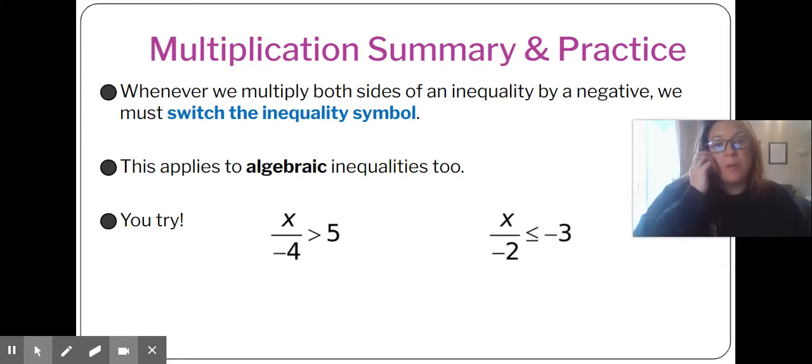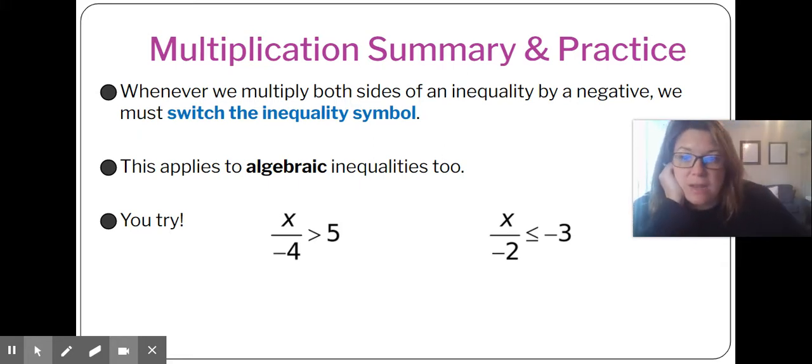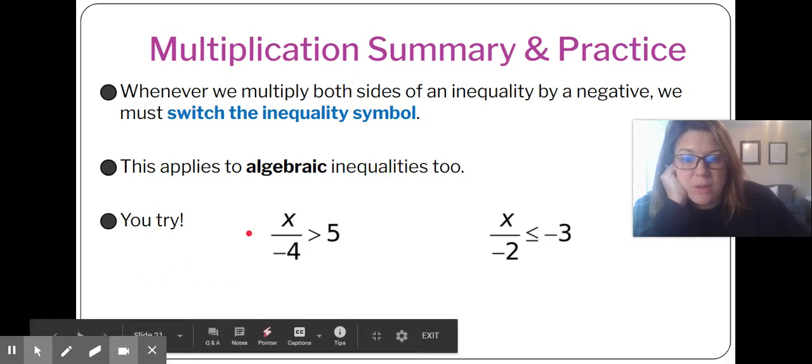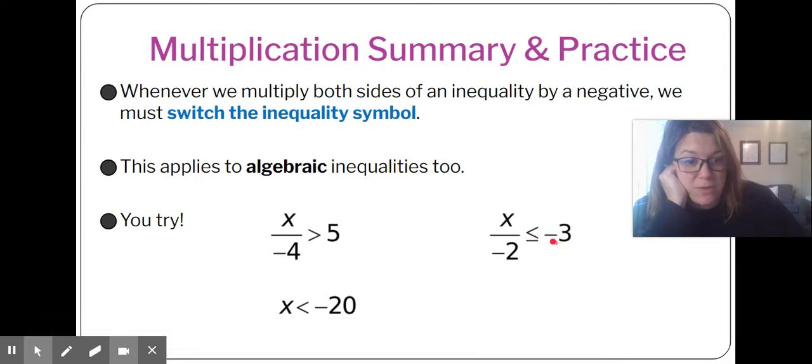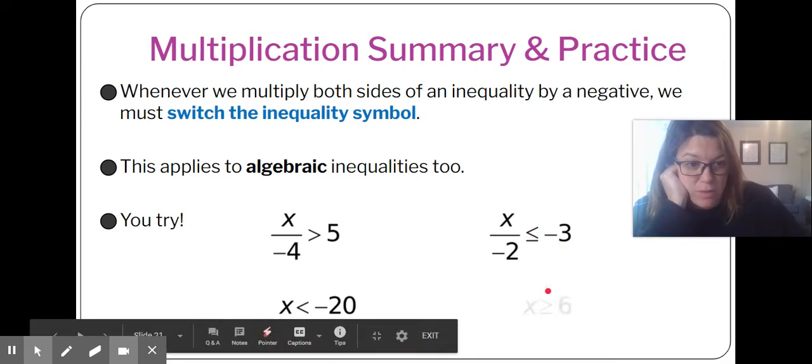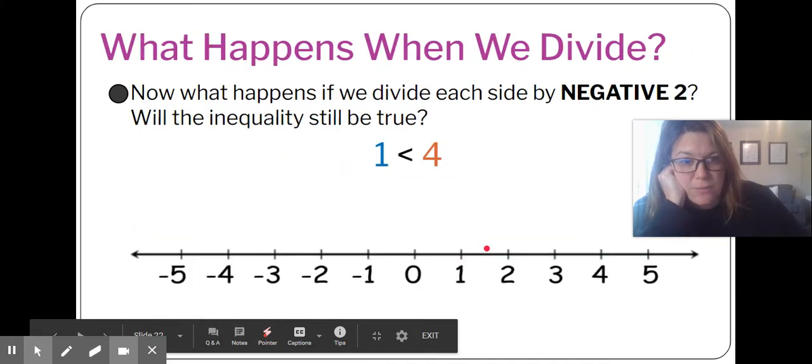So whenever we multiply both sides of an inequality by a negative, we must switch the inequality symbol in the middle. So this one, I'm going to multiply both sides by a -4 to solve it, which means I flip my greater than symbol to a less than symbol. Okay. This one, I got to multiply both sides by a -2. That means I'm going to flip my symbol in the middle to greater than or equal to 6. Flip whenever you multiply by a negative.